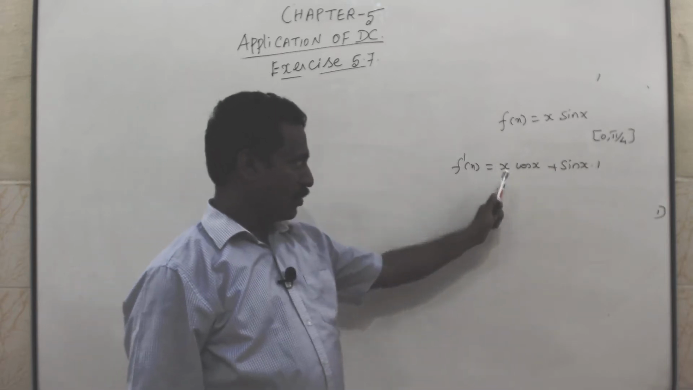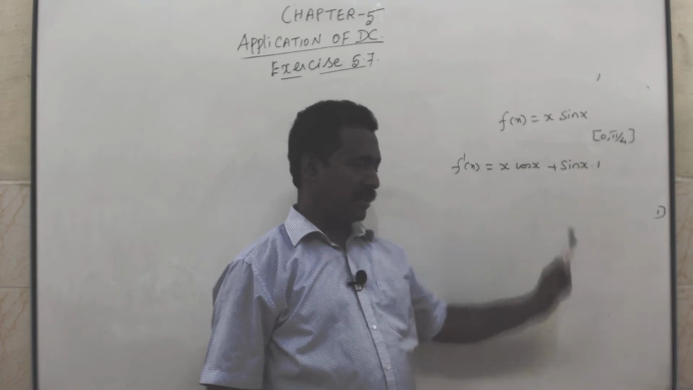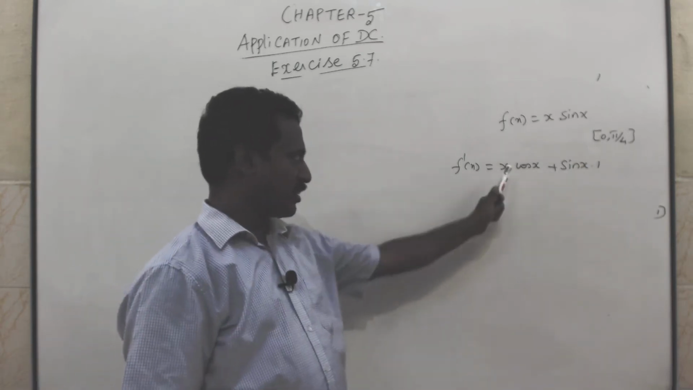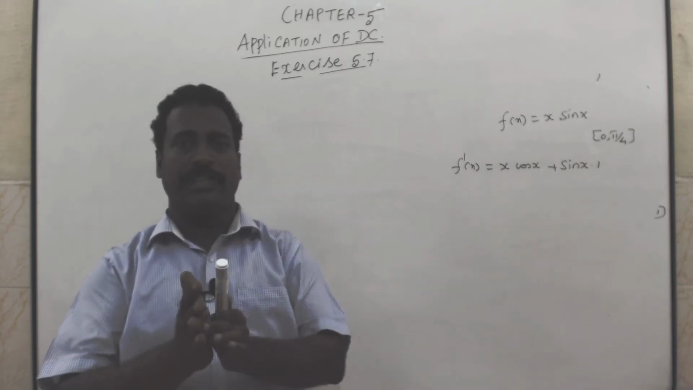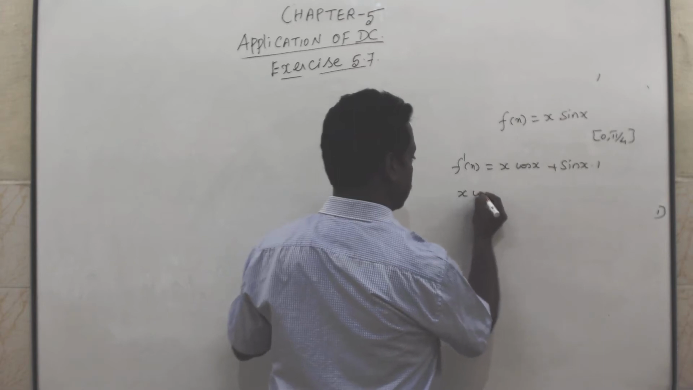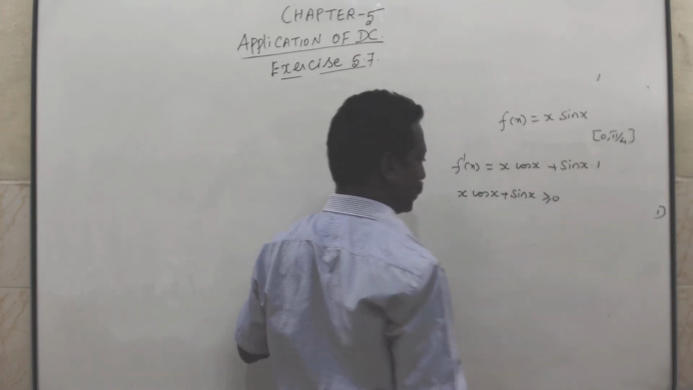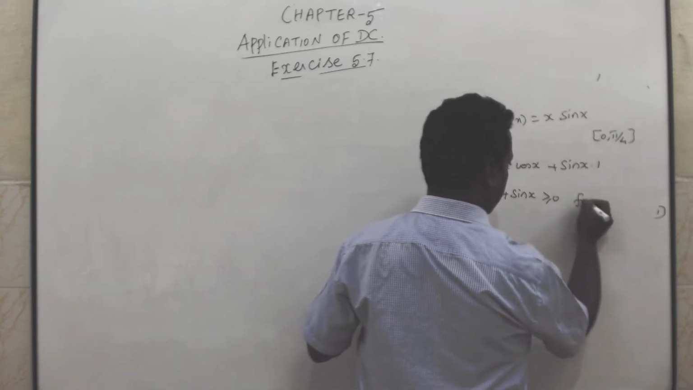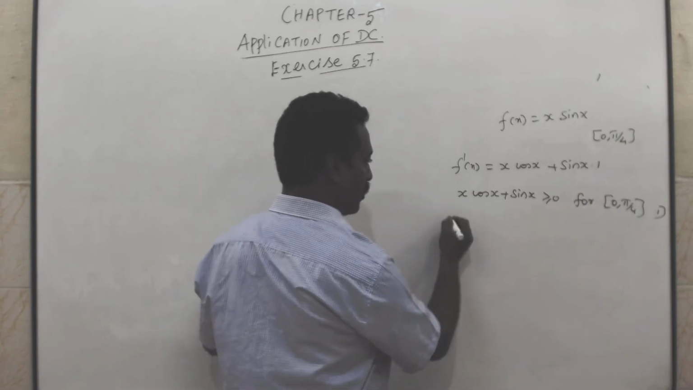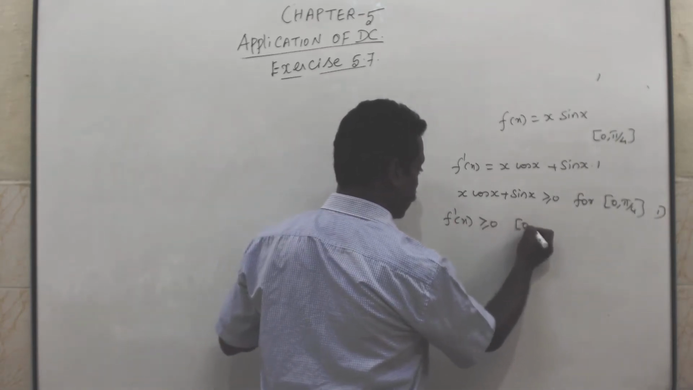When we put x is equal to 0, the answer becomes 0, because 0 into any number is 0, and sin 0 is 0. The interval 0 to pi by 4 lies in the first quadrant. In the first quadrant, cos and sin are positive, so the whole thing becomes positive. Therefore, x cos x plus sin x is always greater than or equal to 0 for 0, comma pi by 4. Therefore, f dash of x is greater than or equal to 0 for 0, comma pi by 4.